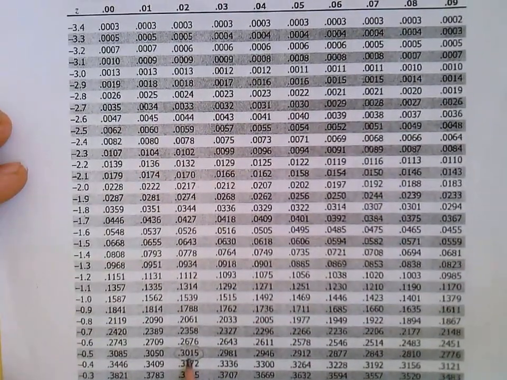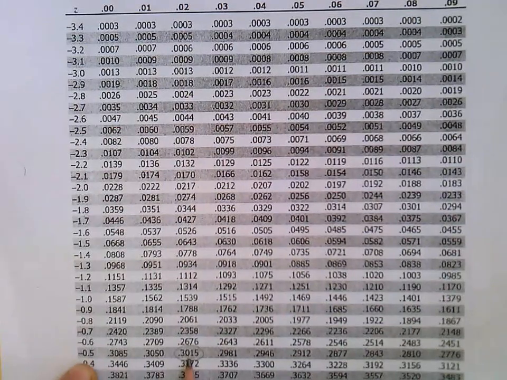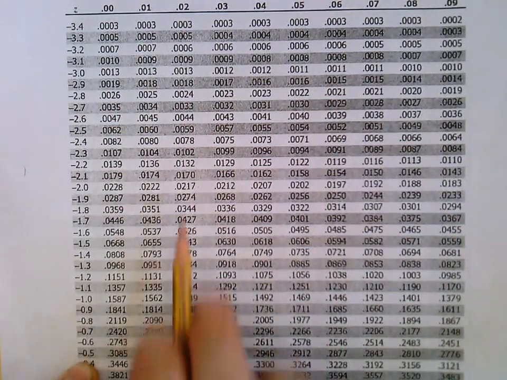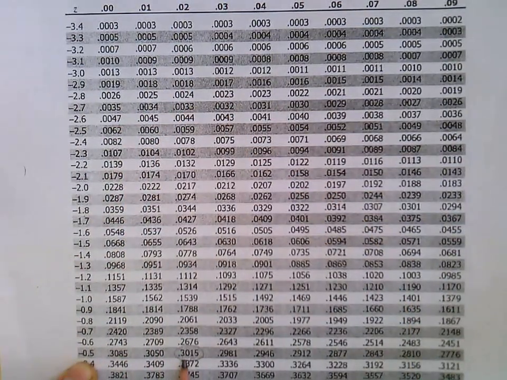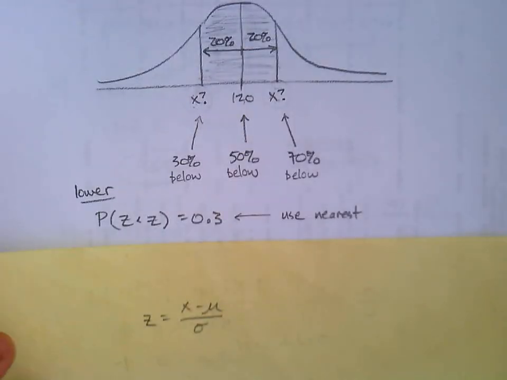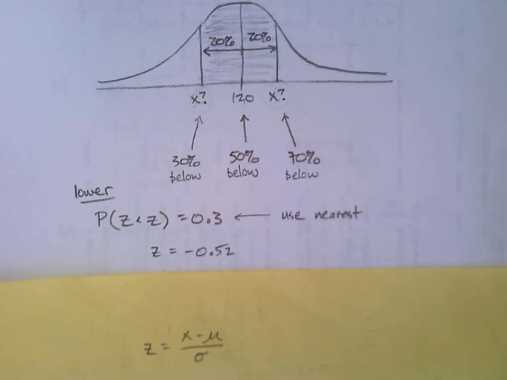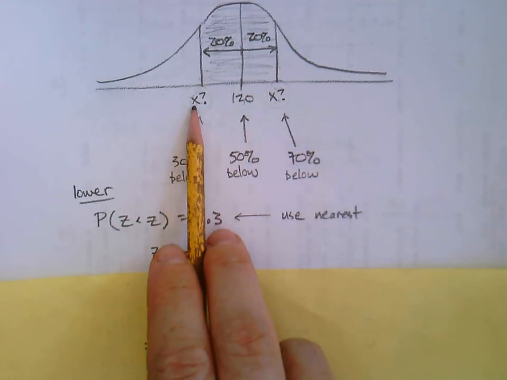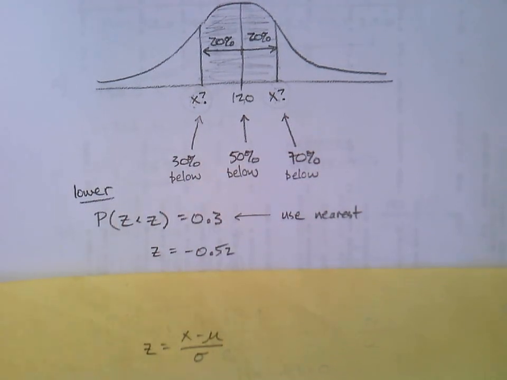Okay, well, what z-score is that? It's negative 0.52. As close as we can get to 0.3. So the z-score that goes with this x value would be negative 0.52. Okay, we'll come back to that and we're going to solve for that x value in a moment. I'm going to move on.